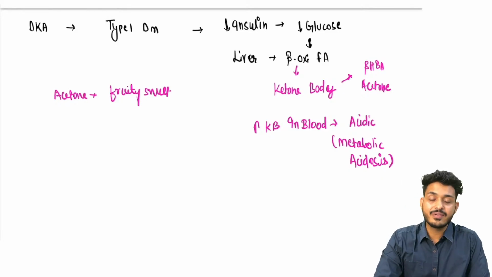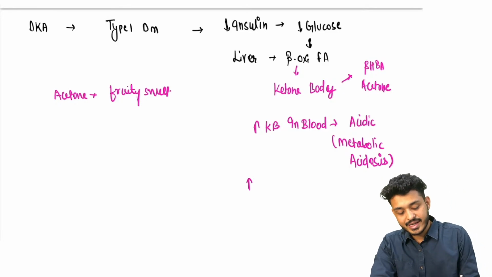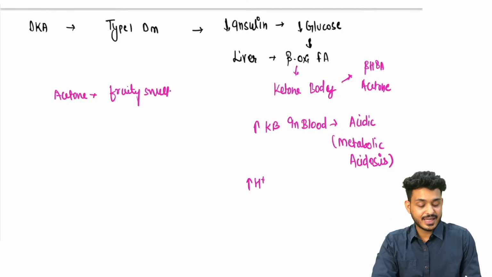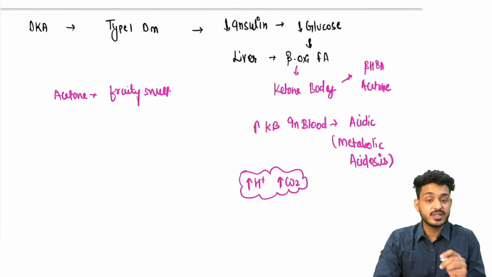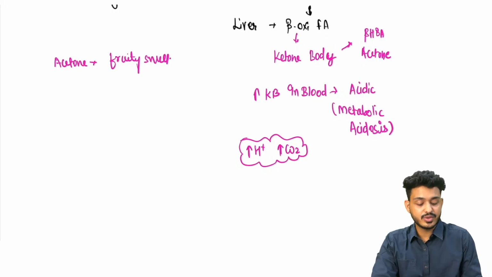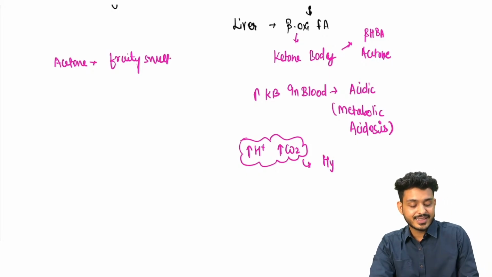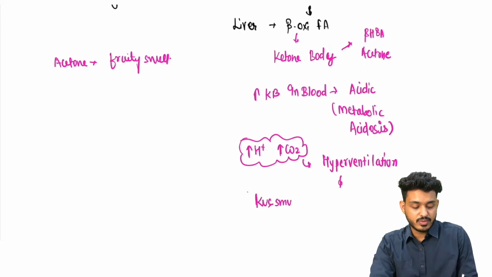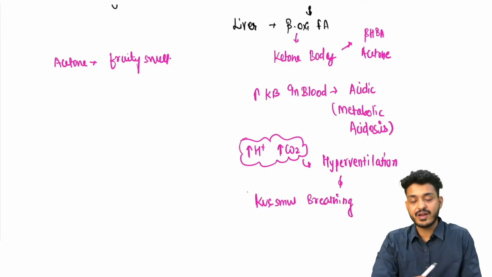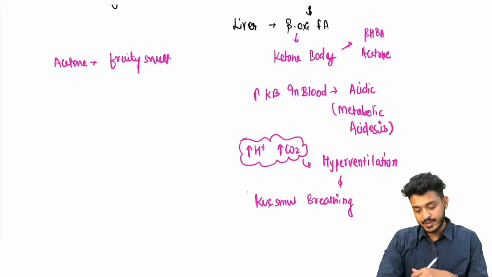And remember, whenever you have this metabolic acidosis or increase in H plus and CO2, remember CO2 and H plus are brothers for life. So whenever you have an increase in H plus, you will have an increase in CO2, and the increase in H plus and CO2 will stimulate your respiratory system, and this is going to cause what? Hyperventilation. And this type of hyperventilation is known as which breathing? This is known as Kussmaul breathing. So this type of breathing pattern you will be finding, Kussmaul breathing, right?